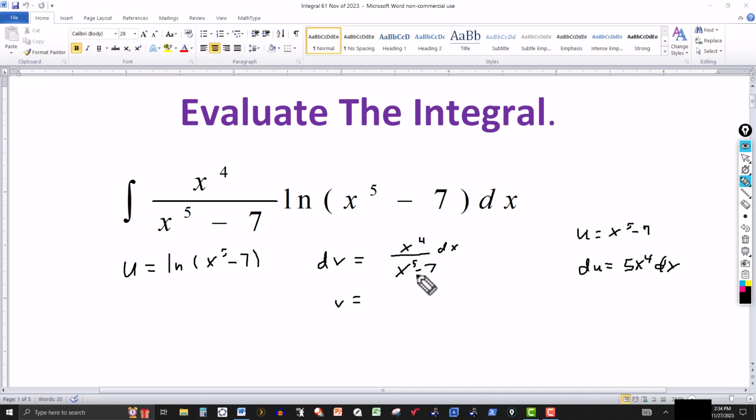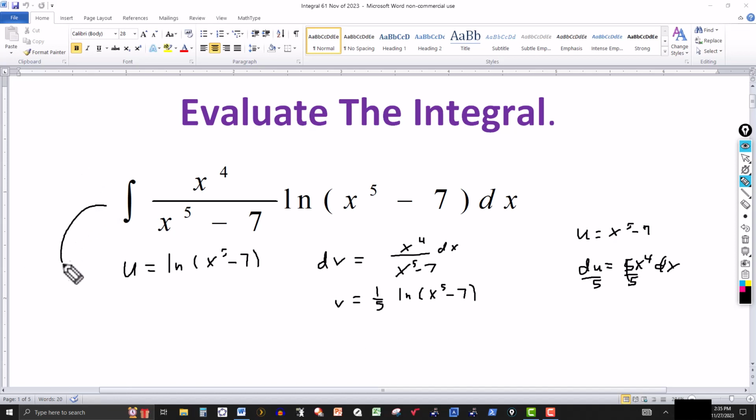So I'll put the dx over here for this one. So this would be u, this would be u, and then if I divide both sides by 5, x to the fourth dx will be replaced by du. So the 1/5 would be over here then. And then I'd have the integral of 1 over u, which is natural log of x to the fifth minus 7. And that's my setup for integration by parts.